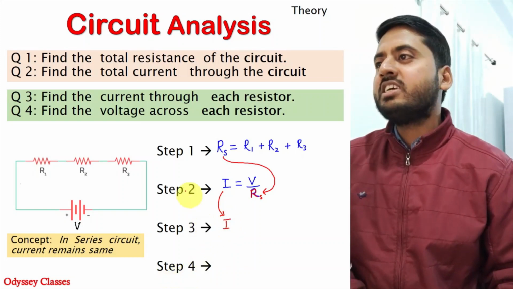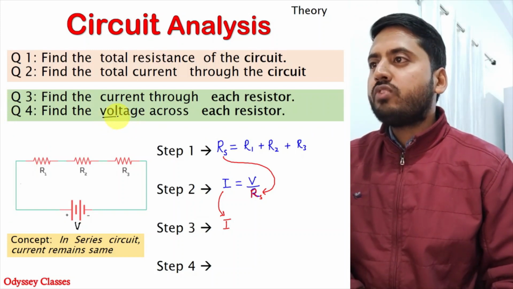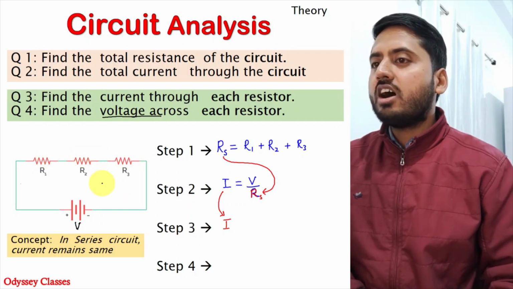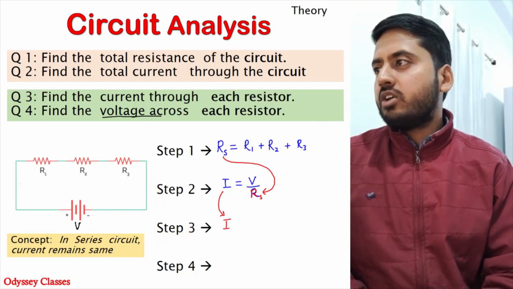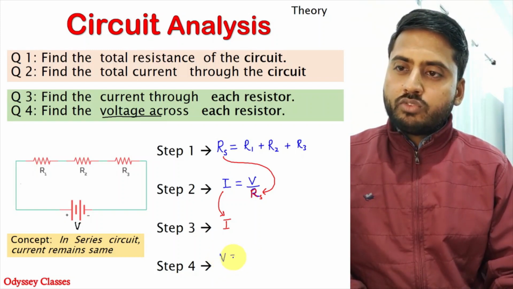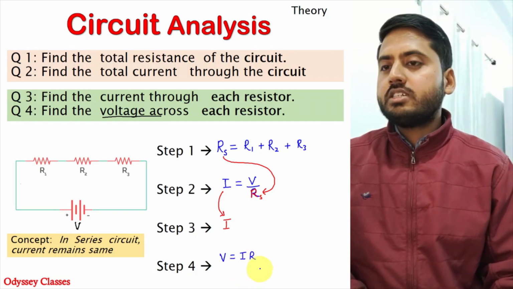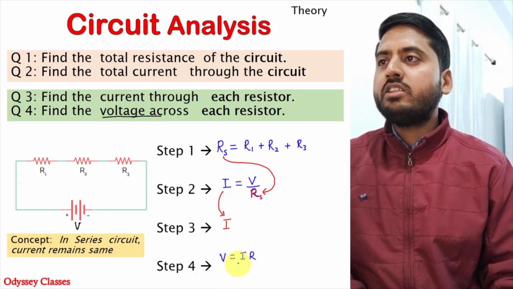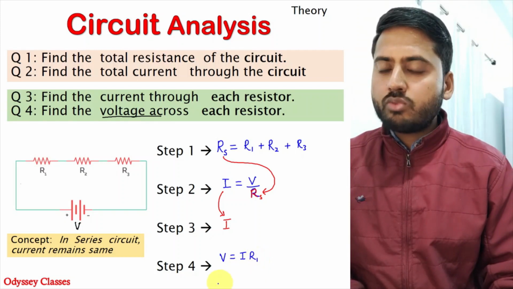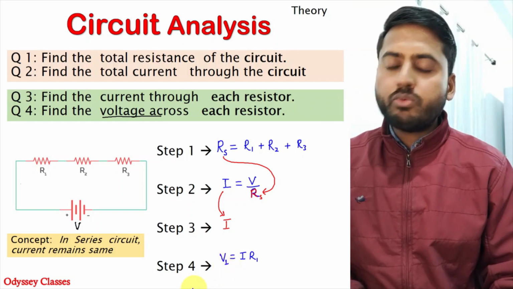And the last question is to find the voltage across each resistor. So we need to find the voltage across R1, then voltage across R2, and then voltage across R3. So again here we are going to use Ohm's law. We remember the formula to find the voltage, V is equal to I into R. But here we have to find the voltage across resistor 1, so I am going to write R1, and the voltage across resistor 1 we are going to call V1.